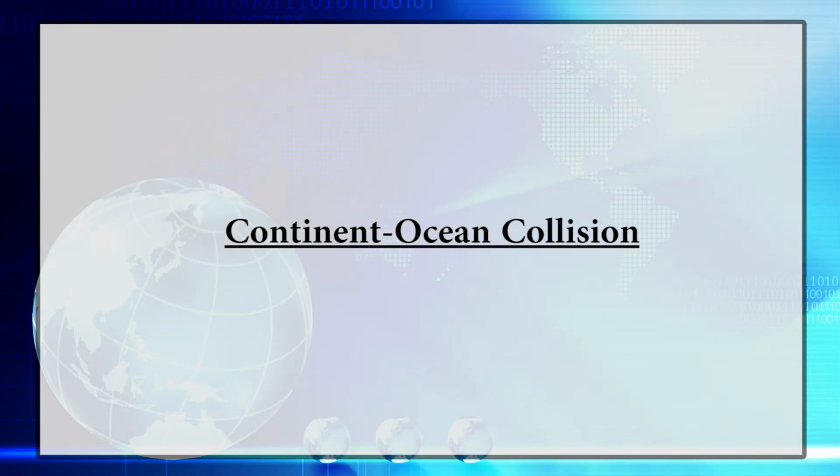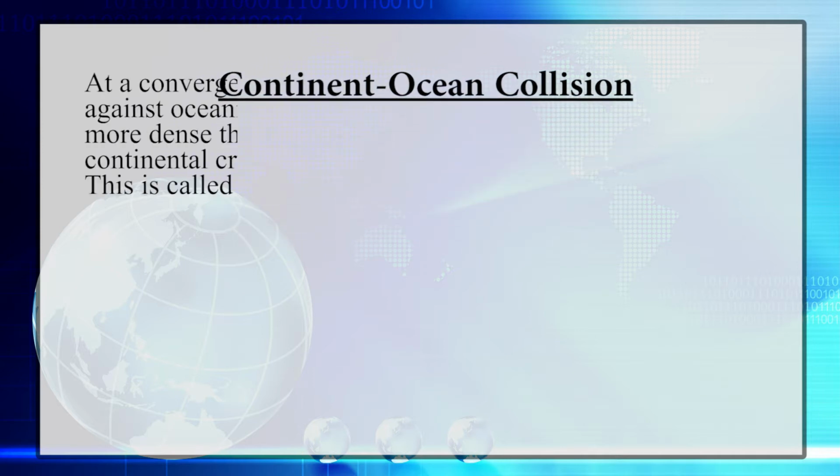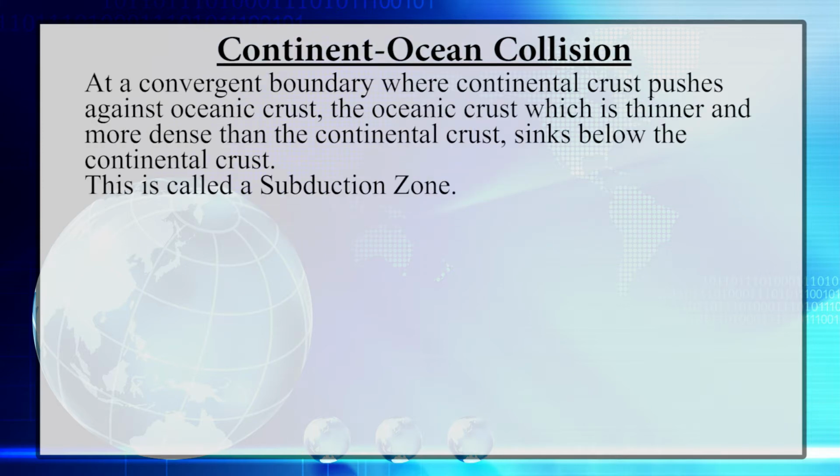And second one was the continent-ocean collision. At a convergent boundary where continental crust pushes against oceanic crust, the oceanic crust, which is thinner and more dense than the continental crust, sinks below the continental crust, and this is called a subduction zone. Actually, this subduction zone is sometimes known as the Benioff zone, named after Hugo Benioff.